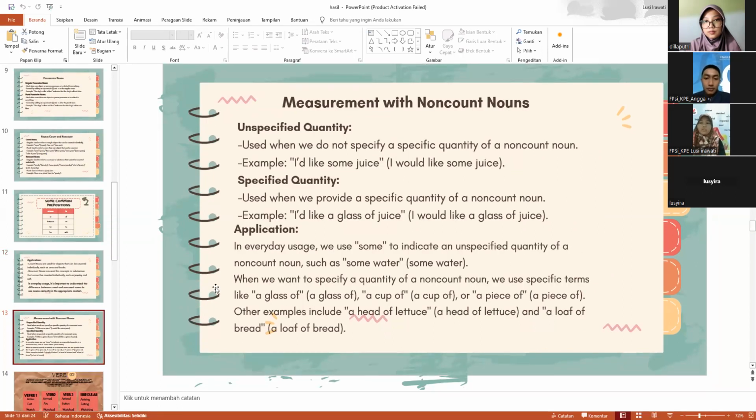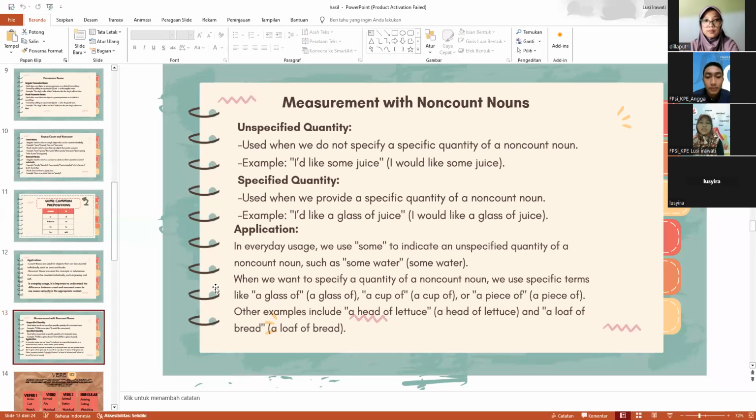Measurement with nouns. Unspecific quantity: use when we do not specify a specific quantity of a noun. Example: I like some juice. I would like some juice.